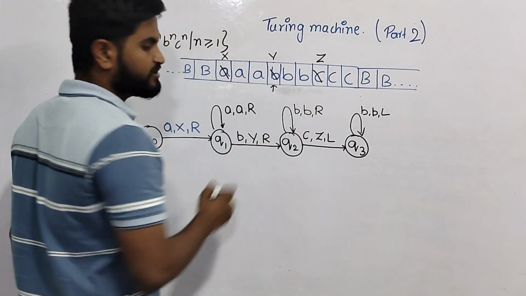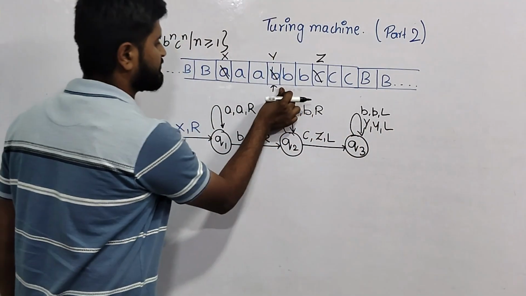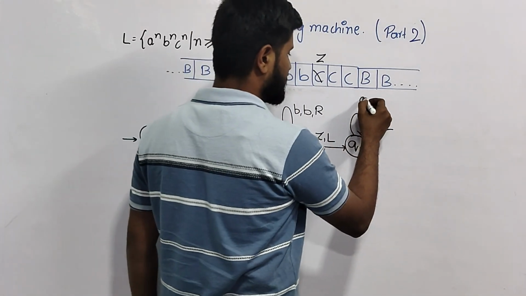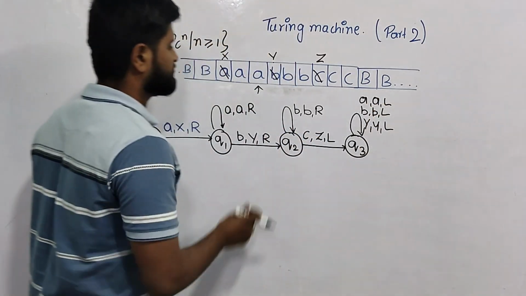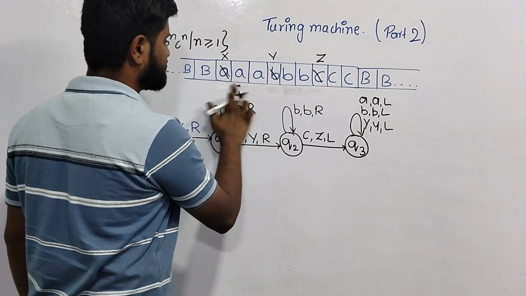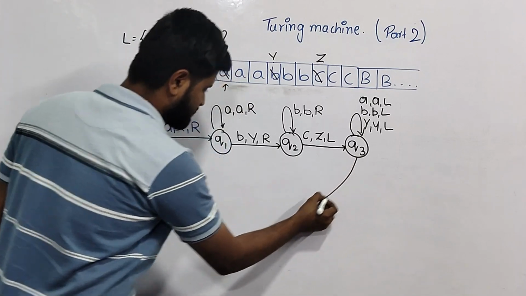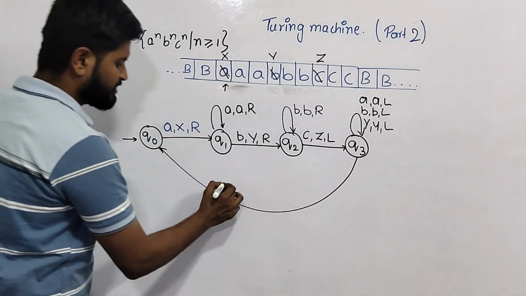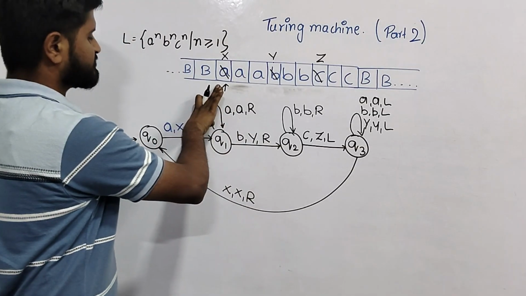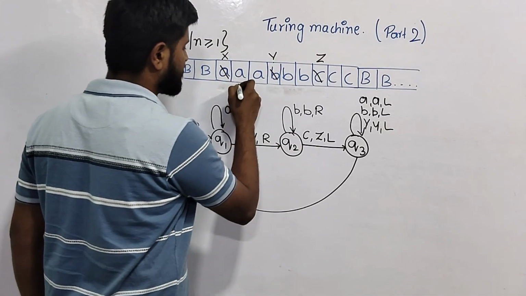Now I encountered Y. So you will keep Y as it is. If I encounter Y, write Y as it is, move towards left side. Next, I again encountered A. So if A is there, write A as it is, move towards left side until you get X. Now I encountered X. So when you encounter X, come to the initial state. Write X as it is and move towards the right side.